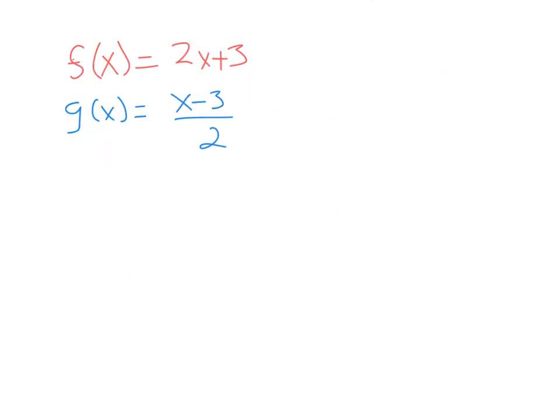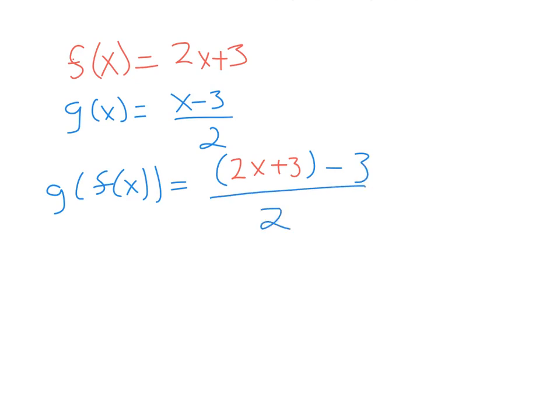Alrighty, so I went ahead and kept the equations color-coded. So now what I'm going to do is take g of x, and now I'm going to place f of x inside. And so with g of x having f of x, wherever I see an x in the function g of x, it's now going to be replaced with the 2x plus 3. So currently what I have right now is, I'll put it in red, 2x plus 3, and then minus 3 over 2.